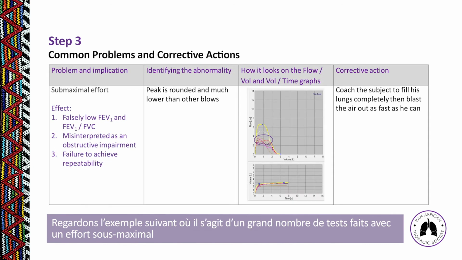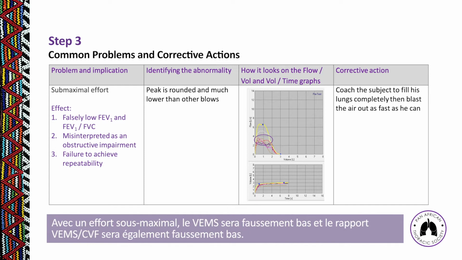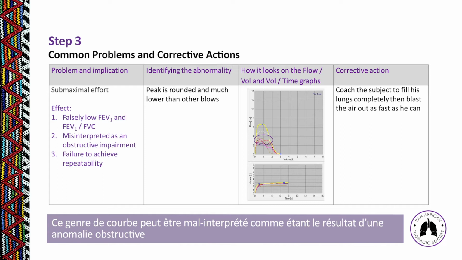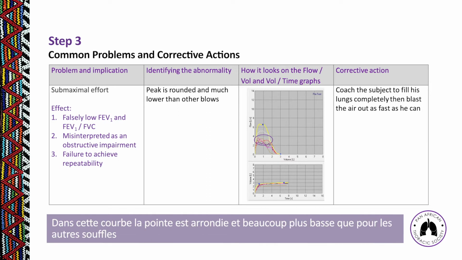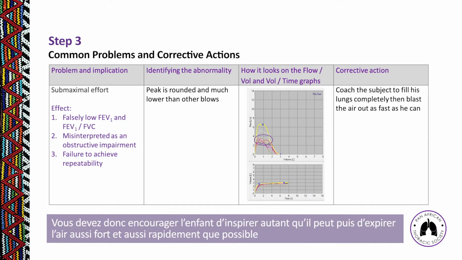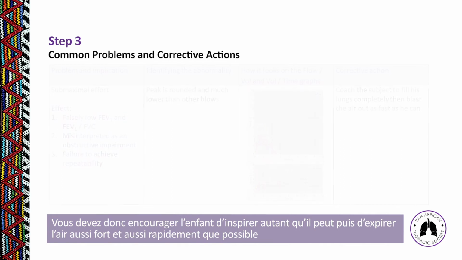Look at the next example, which shows a lot of tests with submaximal effort. Now, when there's submaximal effort, you will get a falsely low FEV1 and a falsely low FEV1/FVC ratio. This can sometimes be misinterpreted as an obstructive impairment, and again, you will have a failure to achieve repeatability criteria. So in this instance, the peak is rounded and much lower than other blows. In this instance, you should coach the subject to fill his lungs completely and then blast the air out as fast and hard as he can.